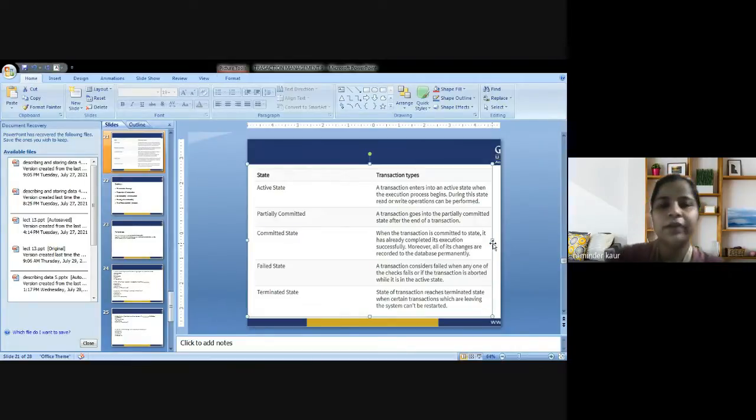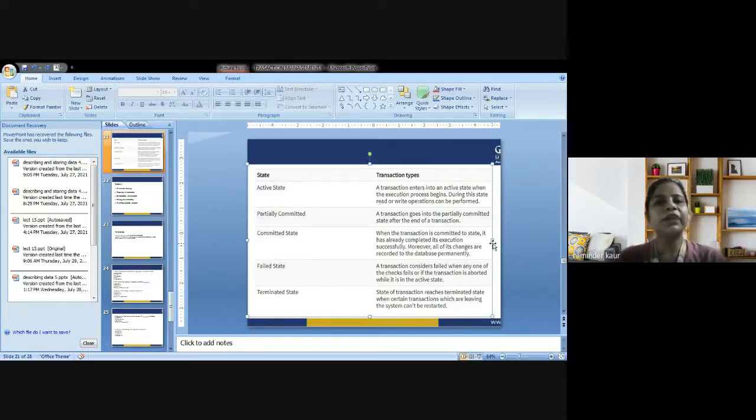There are various states in a database management system, and we are supposed to determine the types of states. First is the active state, like our transaction begins and the system enters into the active state. Our transaction enters into the active state when the execution process begins. During this state, read or write operations can be performed. Partially committed means to say 50% of operations are performed. A transaction goes into the partially committed state after the end of the transaction.